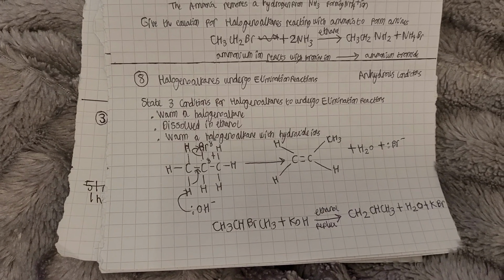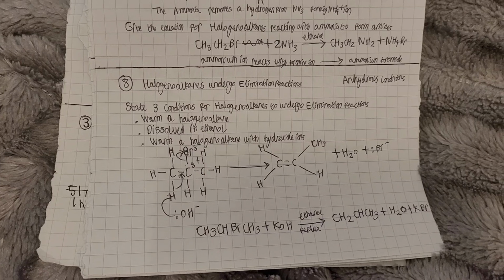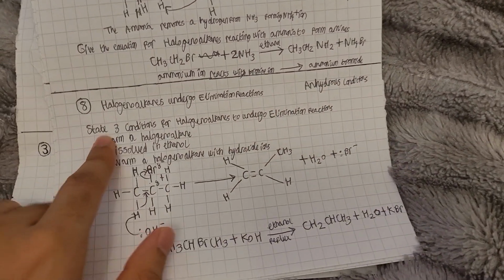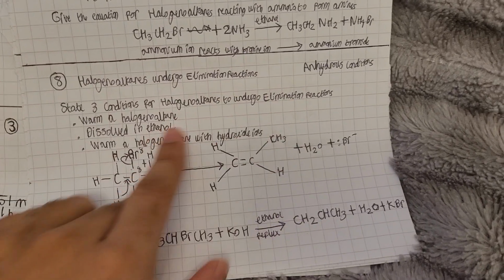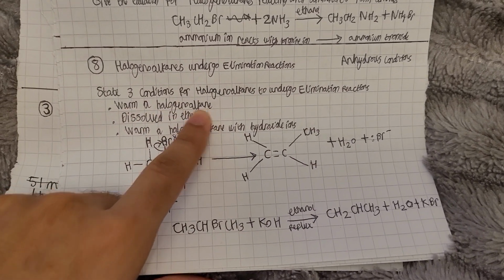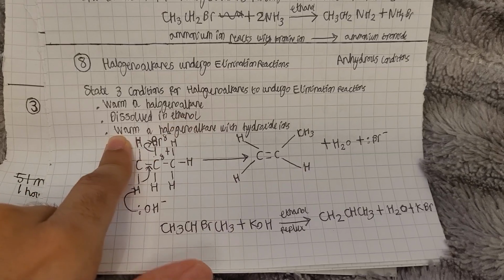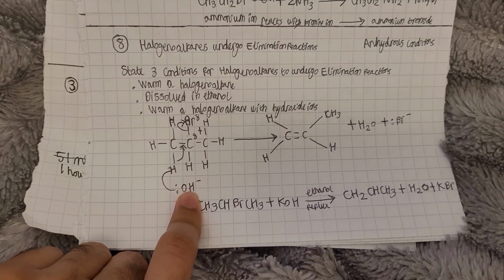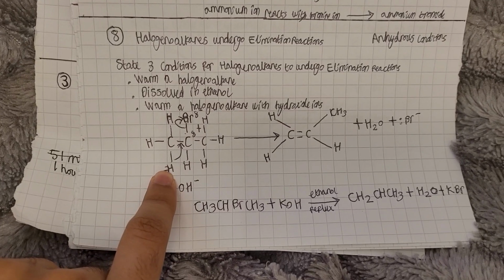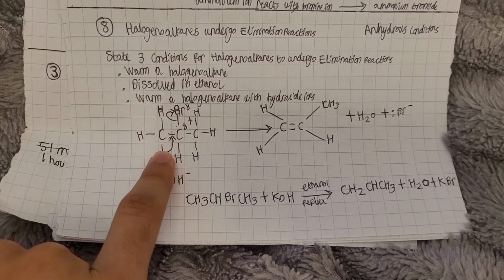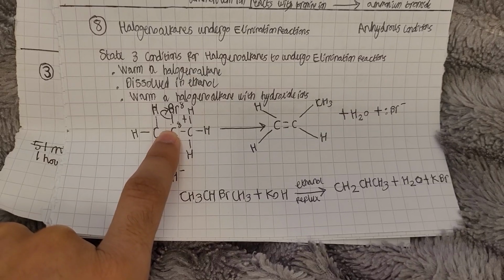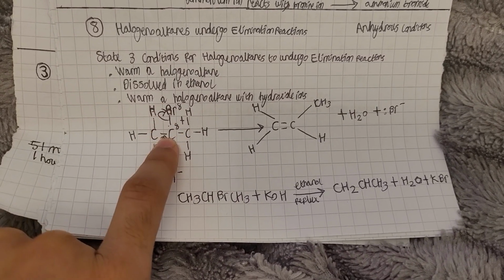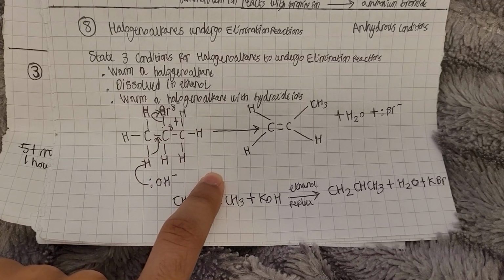Halogen alkanes undergo elimination reactions. Now, when halogen alkanes undergo an elimination reaction, this is in anhydrous conditions, aka without water. So state 3 conditions for halogen alkanes to undergo elimination reactions. We want a warm halogen alkane dissolved in ethanol, with hydroxide ions. The lone pair of electrons on OH minus acts as a base, takes a proton, the left carbon now has a spare electron, so it wants to form a double bond. In order to form the double bond, the C-Br bond must break, and that is exactly what happens.